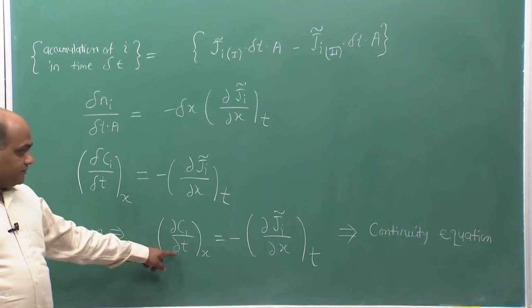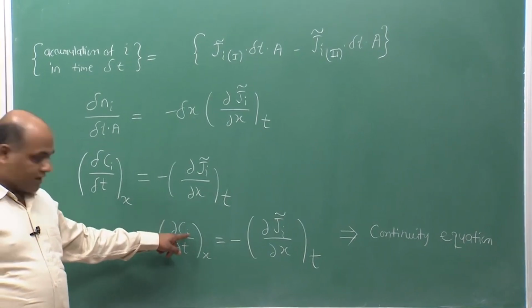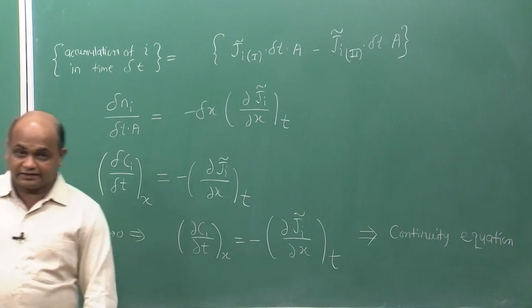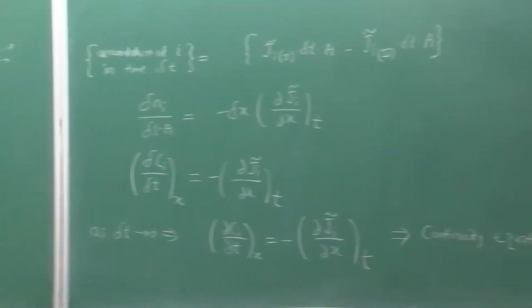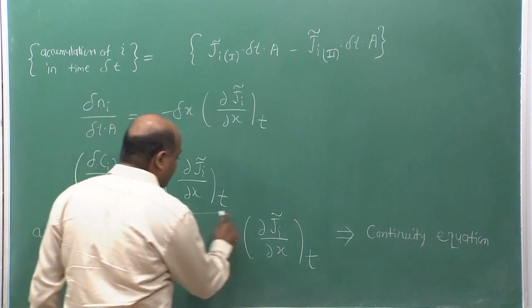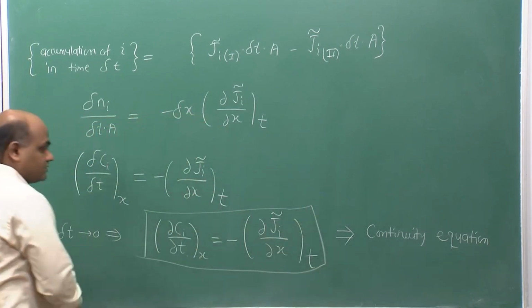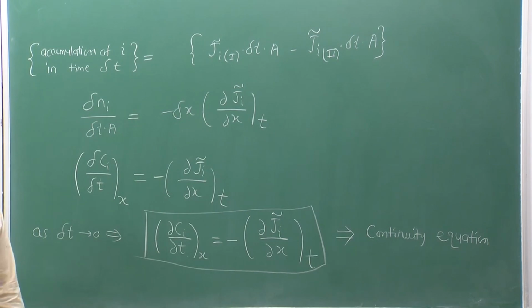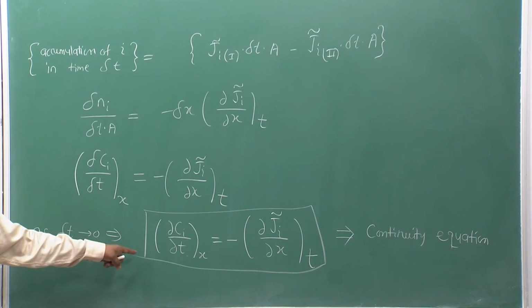Now, this gives me C I as a function of both t and x. So, this is the very fundamental equation, the continuity equation. Now, remember again, while deriving this, I assume that there is no production or loss of the species I.